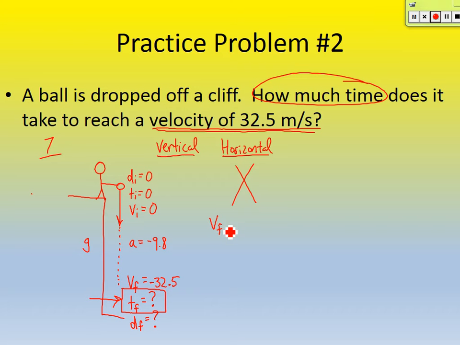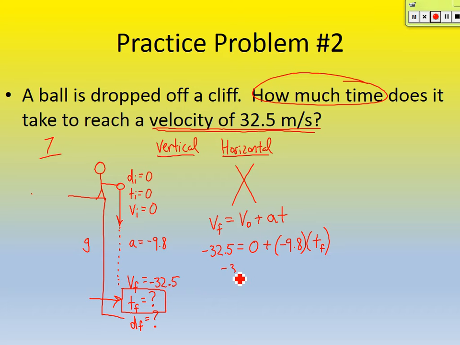So velocity final is equal to velocity initial plus AT. Now that we have the equation written down, let's plug in our variables. Final velocity goes here, and that was a negative 32.5 meters per second, is equal to the initial velocity was 0 plus acceleration is a negative 9.8, and time final we don't have, so I'm just going to keep calling it T sub f. Okay. And so now let's simplify this equation as much as we can.